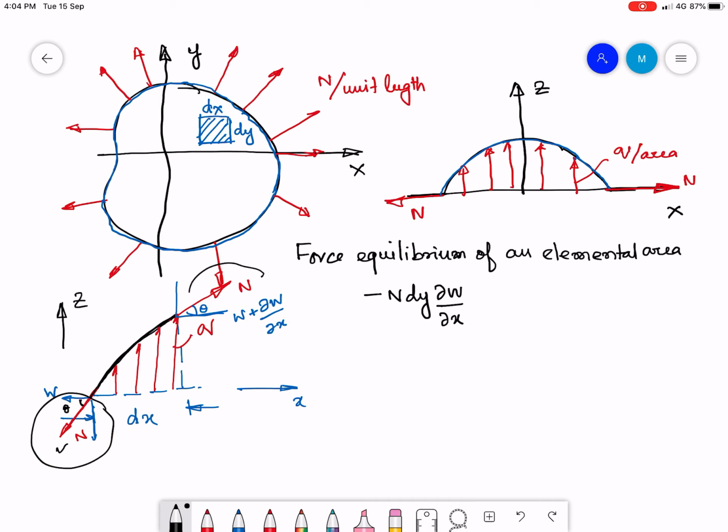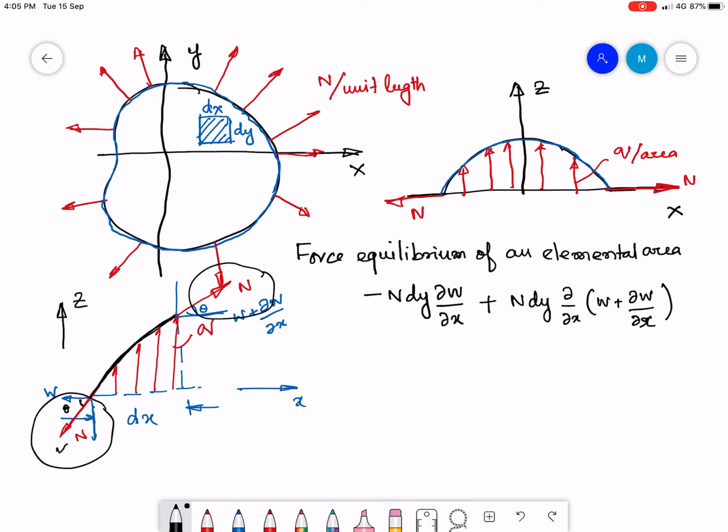Now, let us move into this force. What is the component of that? That is going to be plus n into dy, of course, and then I have del by del x of w plus del w by del x. That is going to be the sin theta of the angle between the z axis and the force n. So, this is because of the force that is acting on the length dy.